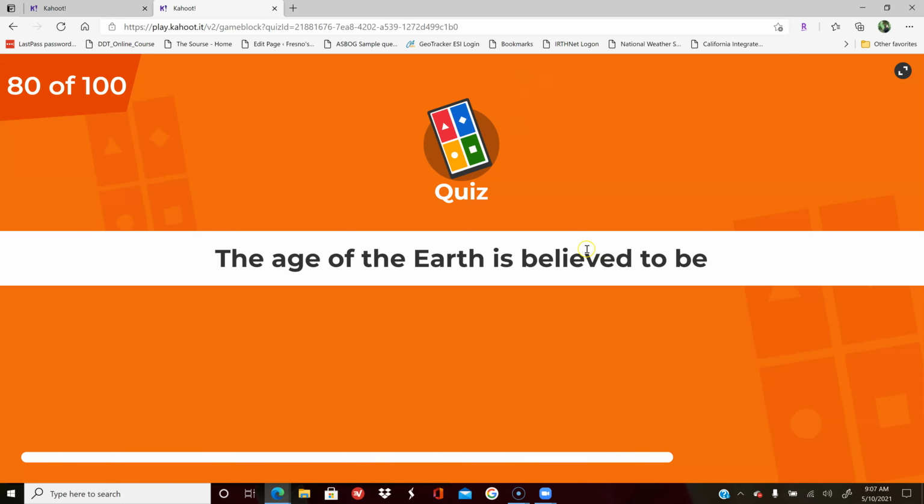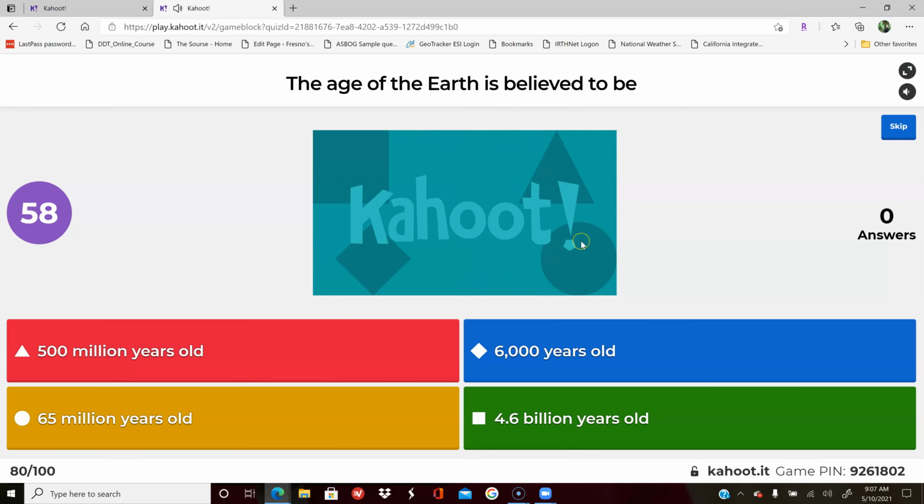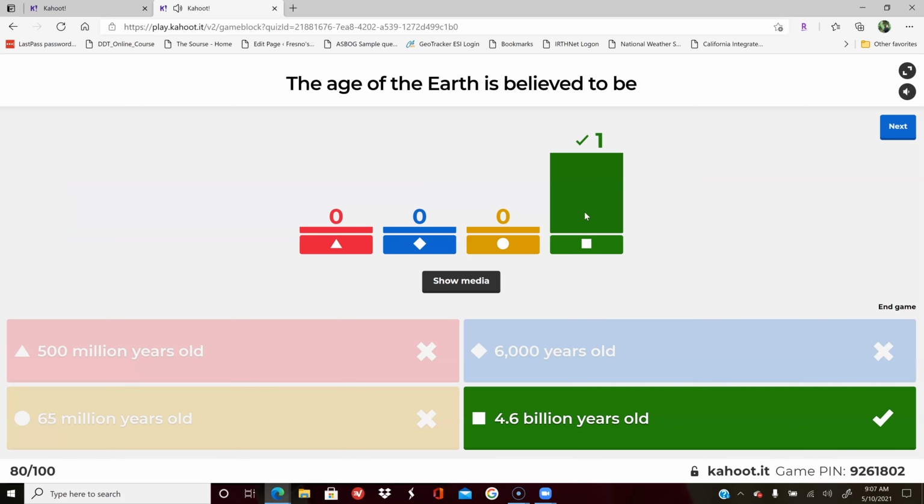The age of the Earth is believed to be 500 million years old, 6,000 years old, 65 million years old, or 4.6 billion years old. 4.6 billion years old.